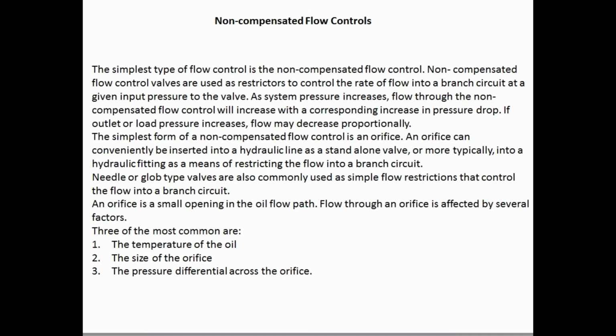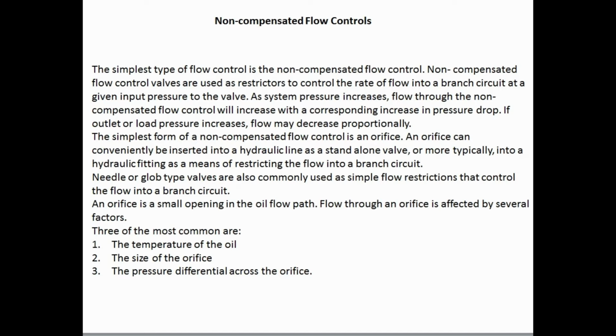The simplest form of a non-compensated flow control is an orifice. An orifice can conveniently be inserted into a hydraulic line as a standalone valve, or more typically, into a hydraulic fitting as a means of restricting the flow into a branch circuit. Needle or globe type valves are also commonly used as simple flow restrictions that control the flow into a branch circuit. An orifice is a small opening in the oil flow path.